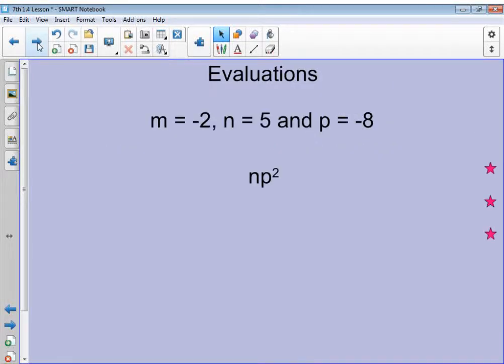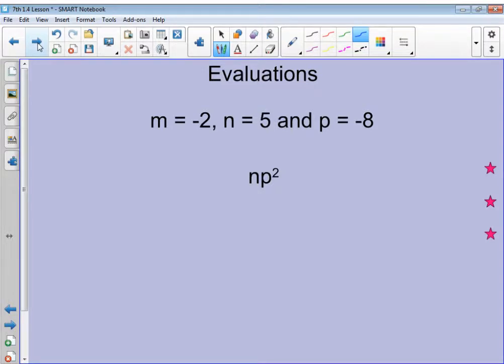All right, the last process out of this lesson is working with evaluations. And the key thing to remember is with evaluations, if there's ever negatives, you have to write those down. Now today we're going to be working with multiplication. So we're going to start by putting numbers in parentheses. I think it makes it easier to look at.